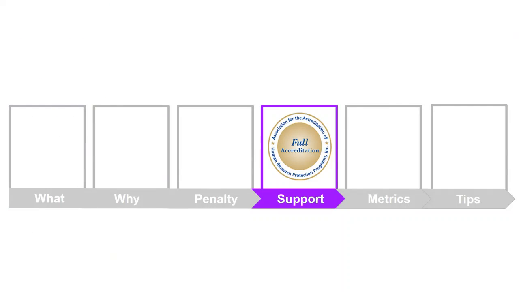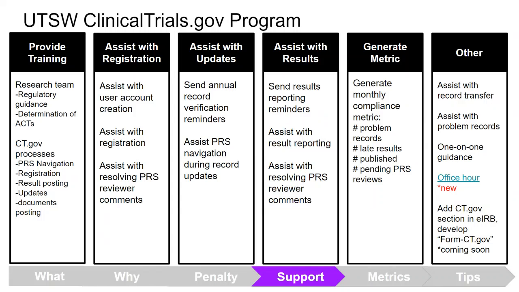So we can assist investigators to be compliant with the federal regulation. We ran the CT.gov program at the beginning of last summer, and we are continuing to make improvements. Currently we offer group 101 training. We assist with registration, results reporting, and resolving PRS major reviewer comments.